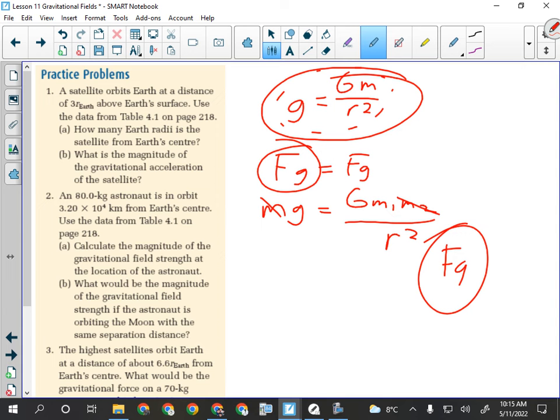We need to understand that gravitational field strength is not a force. It's a rate of attraction. It's how many meters per second squared it is moving towards the other end, or how many newtons per kilogram. But it's not the same as force. Field strength is measured as a rate of acceleration. Force is measured as a force in newtons.